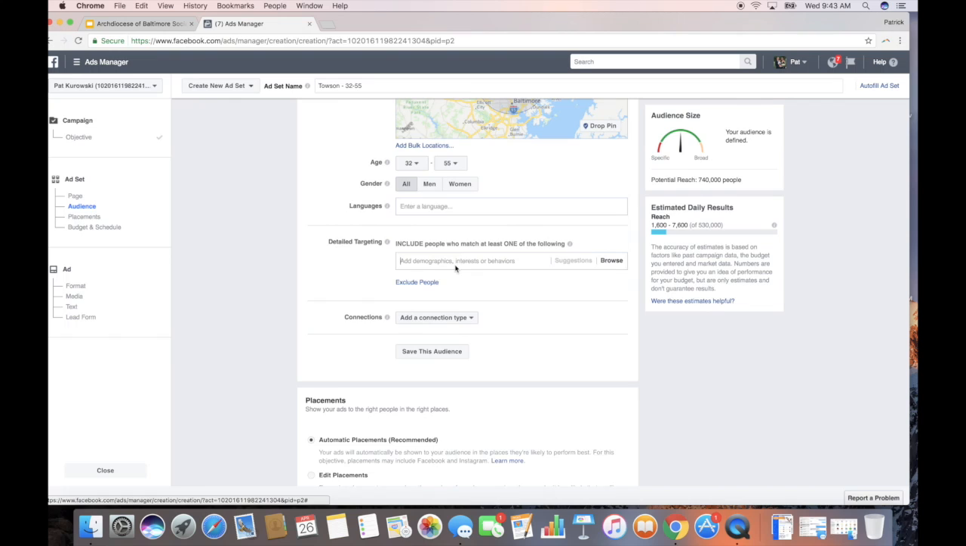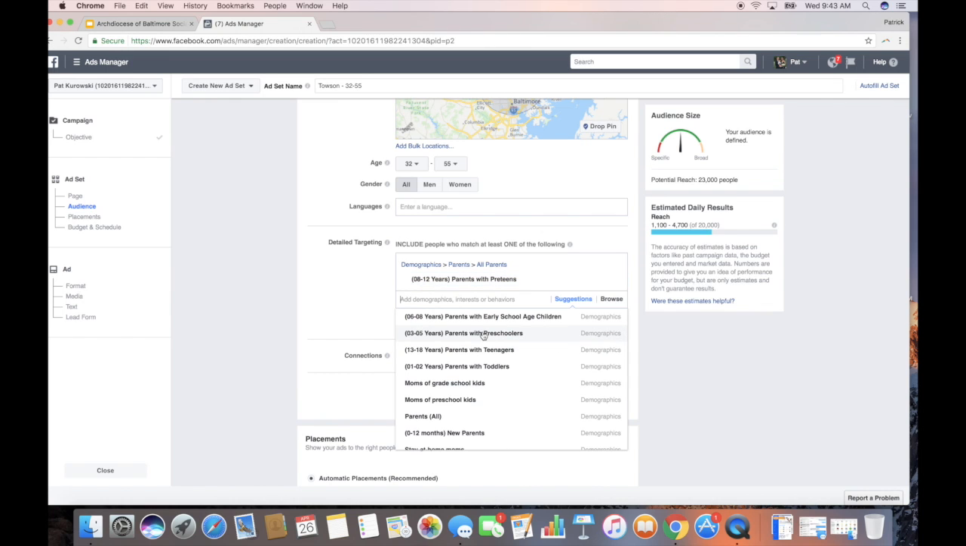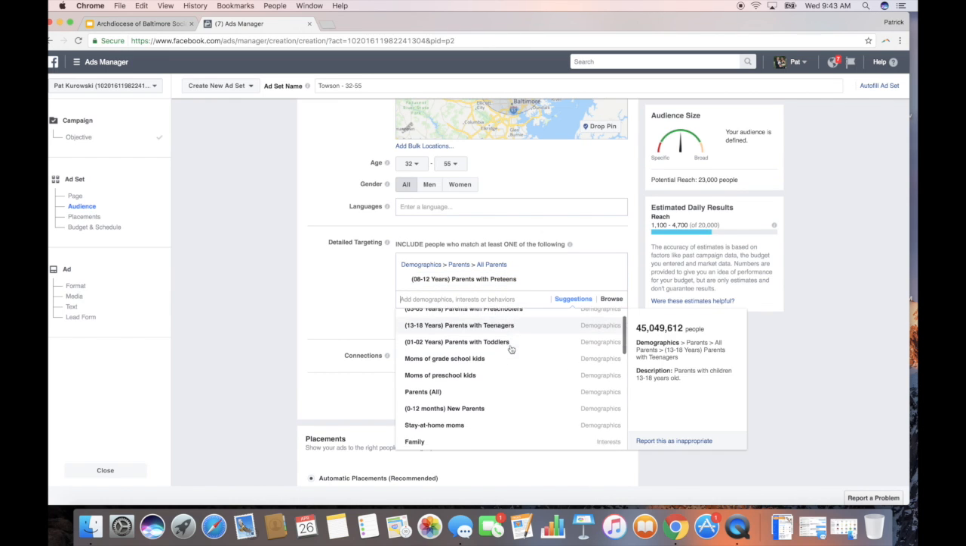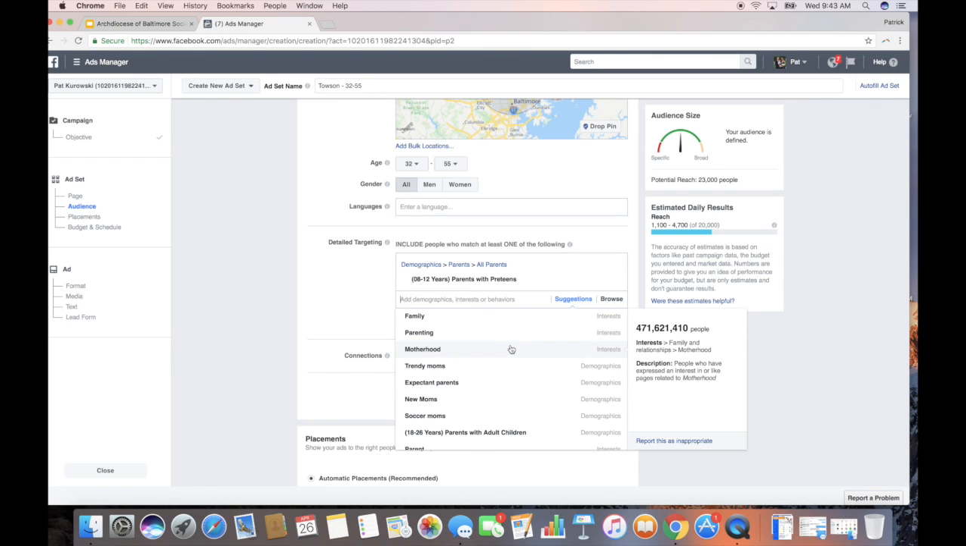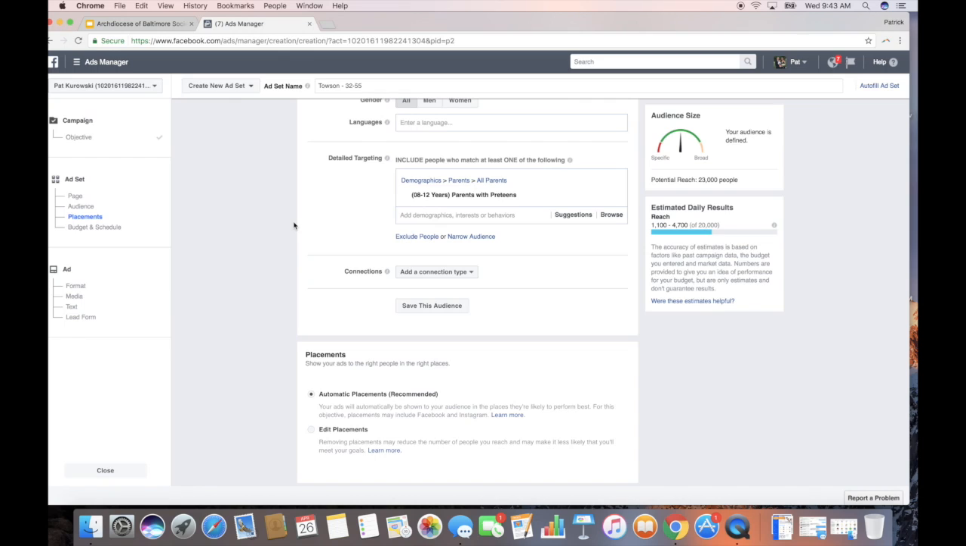Here is where it gets interesting. In the detailed targeting, I can actually type in "parents with," and I can start to see all the people that I would like. So, parents with preteens. And now I can start to define my targeting to parents that have 12-year-olds, 8-year-olds, 10-year-olds, whatever it may be. But I can start to tell Facebook, this is the audience that I would really like to select.